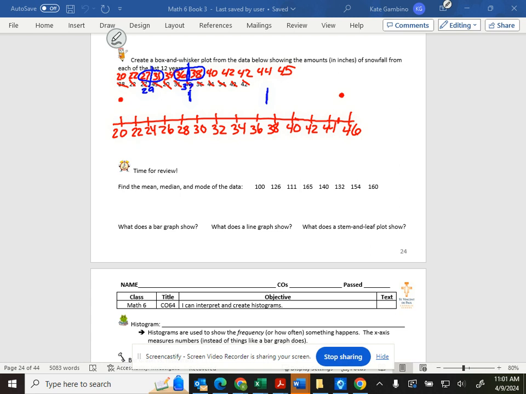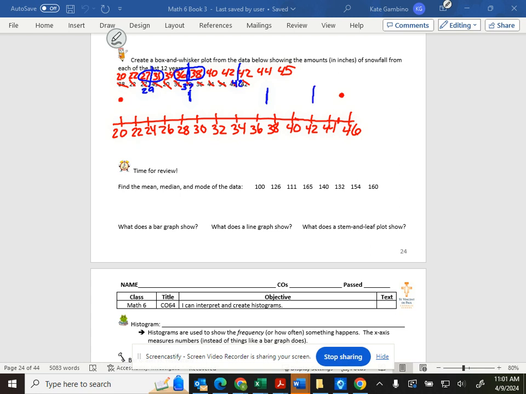What is my upper quartile? This is my upper section. What is the upper quartile? It is the median of those upper numbers. Lauren? 42. I've got 3 numbers up here and 3 numbers down here. So my upper quartile is 42.